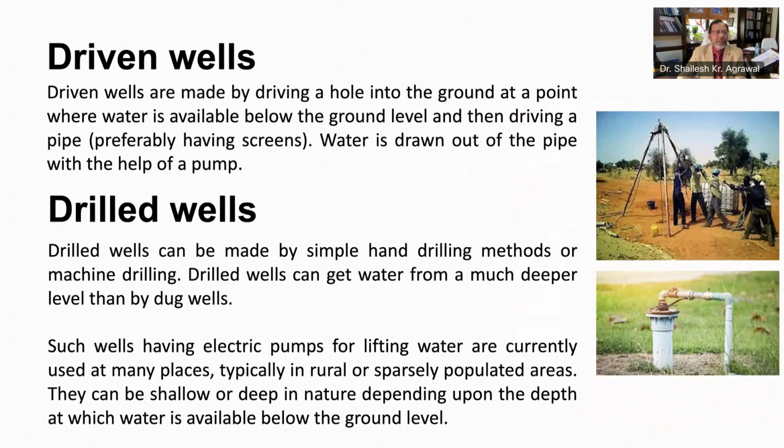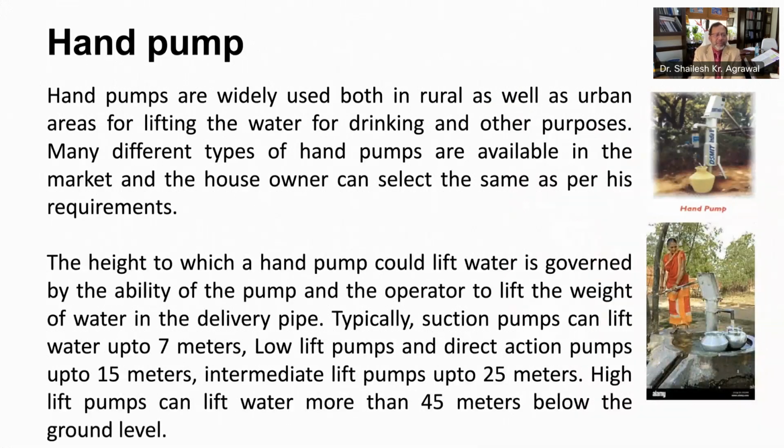Hand pumps, as you can see here, are widely used both in rural as well as urban areas for lifting the water for drinking and other purposes. Many different types of hand pumps are available in the market, and house owners can select the same as per their requirements. The height to which a hand pump could lift water is governed by the ability of the pump and the operator to lift the weight of water in the delivery pipe.